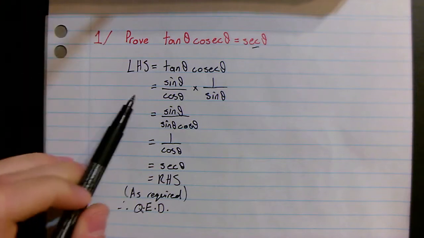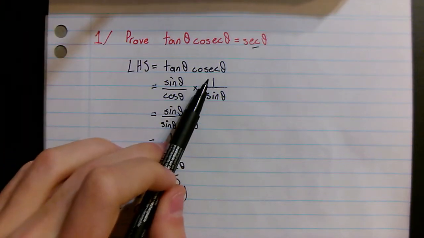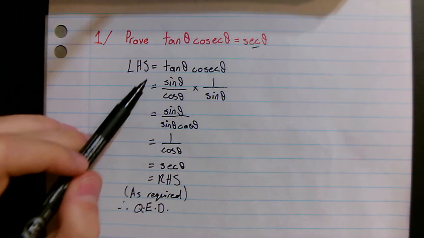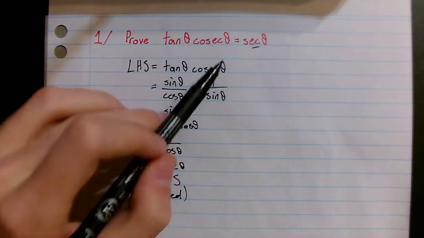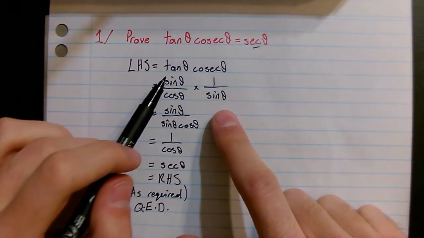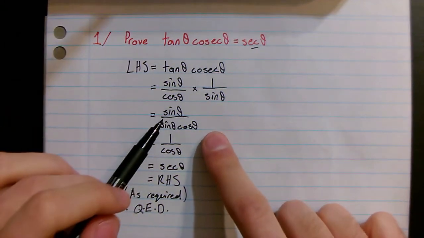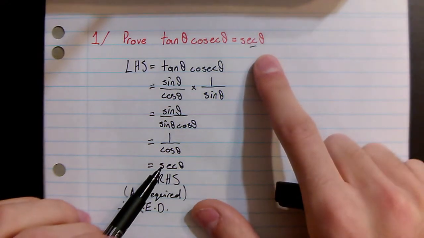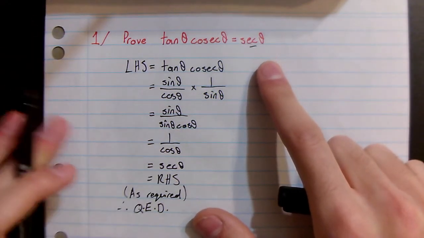So yeah, basically we've started with the left hand side and we've really tried to strip it down into its fundamentals. And in doing so, we've been able to cancel the sines and end up with what we need. Okay, so this is quite an easy example.